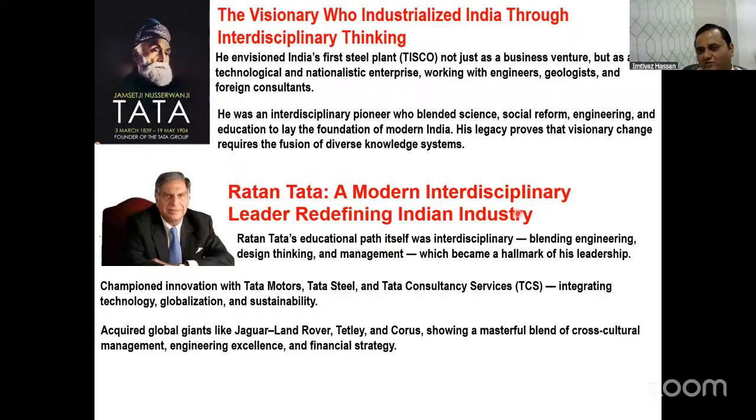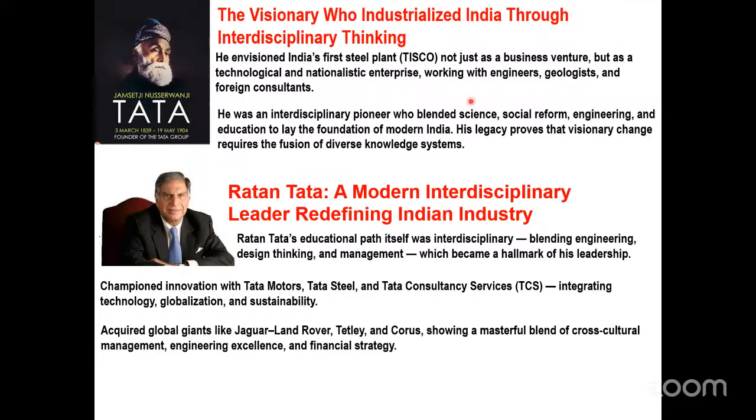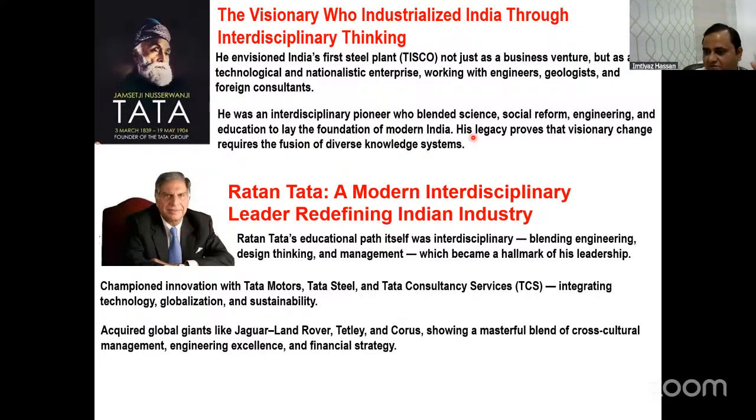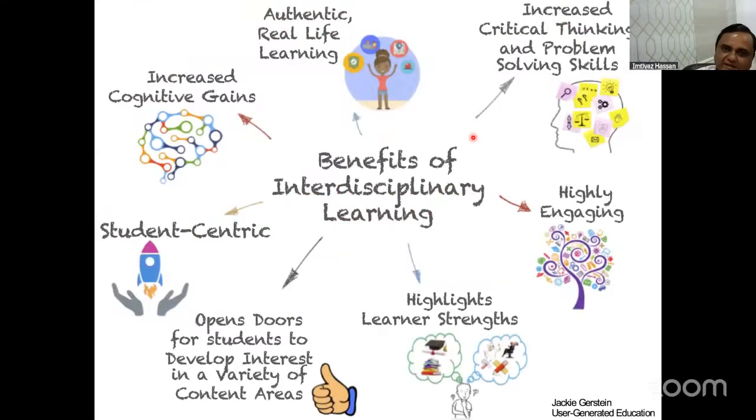And most importantly, if you come to the Indian context, at that time the industrial revolution was much more popular in the Western world, but he was the first person who brought the industrial movement to India. India on wheels started because of his effort, and he was one of the great interdisciplinary guys. If you see the growth of India, these two are the major pillars of the growth of India, because they blended science, social reform, engineering, and education to lay the foundation of modern India. So that's a very good example of interdisciplinary research.